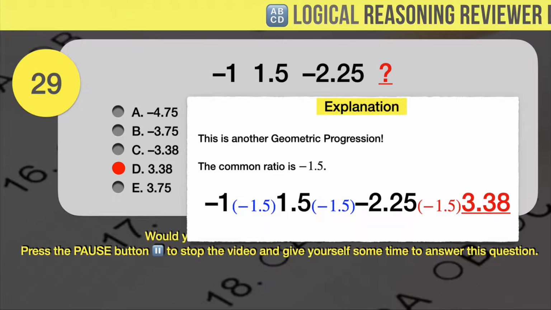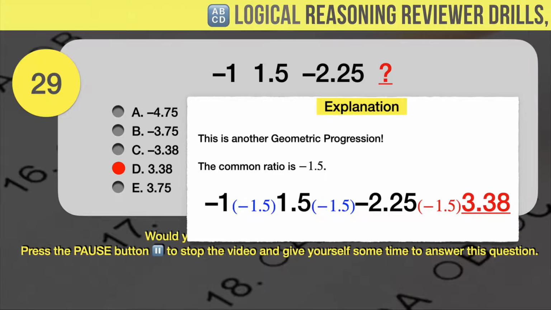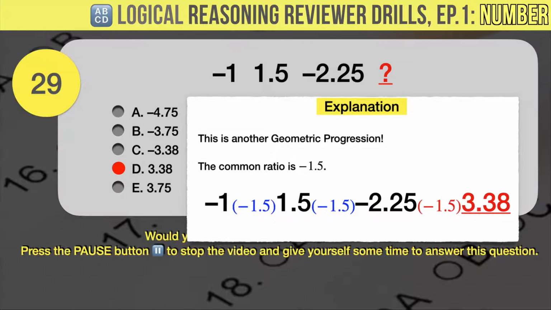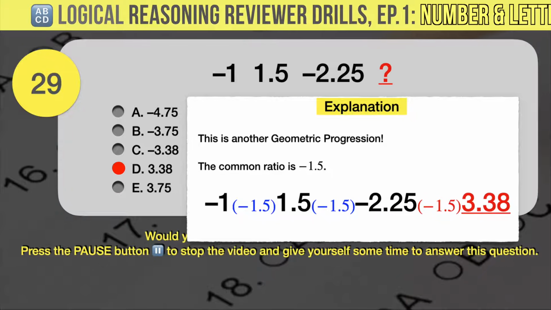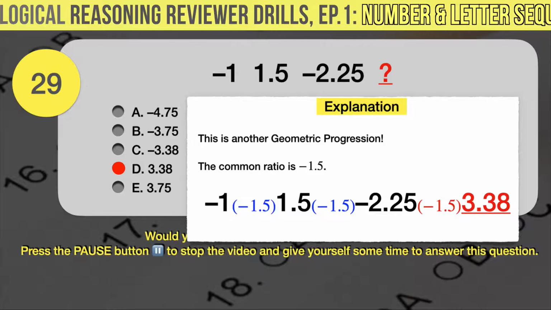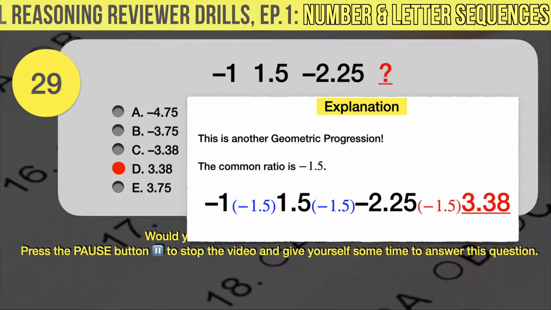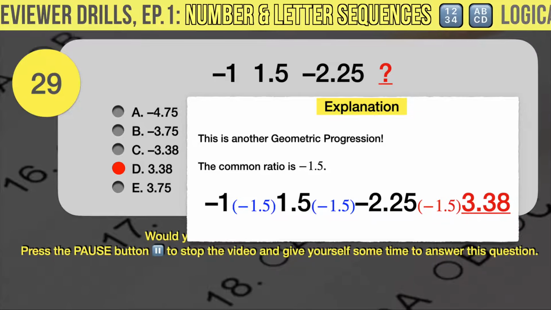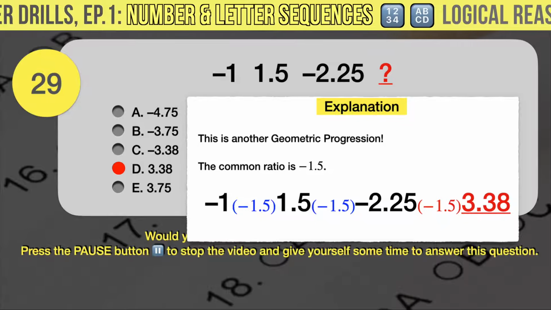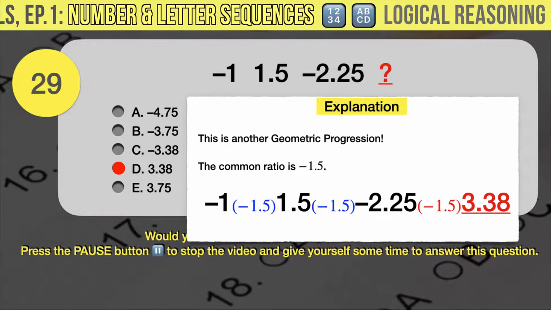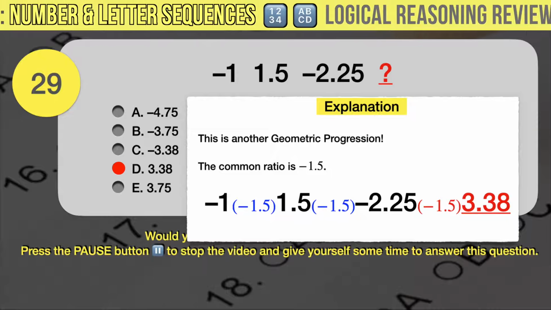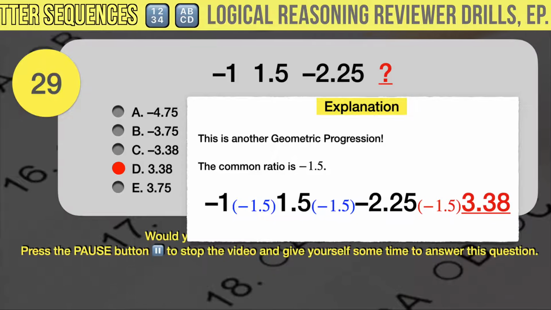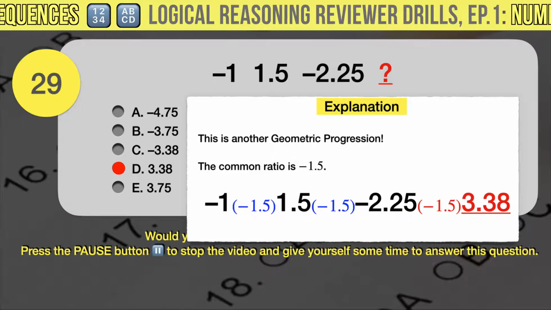This is simply another geometric progression or geometric sequence, wherein each term after the first is found by multiplying the previous one by a fixed, non-zero number called the common ratio. In this case, the common ratio is -1.5. That is, -1 times -1.5 equals 1.5, times -1.5 equals -2.25. Therefore, the next number in the sequence should be -2.25 times -1.5, which is equal to 3.375, or rounded to 3.38.